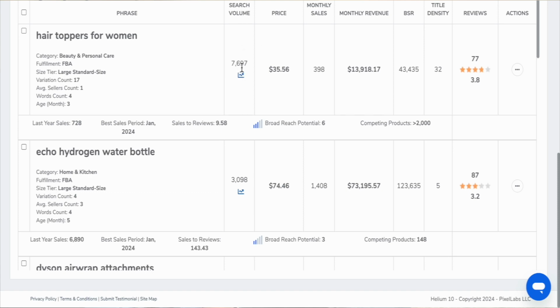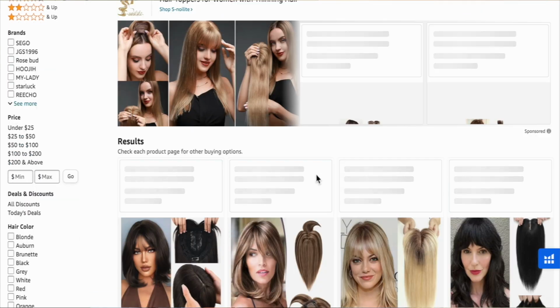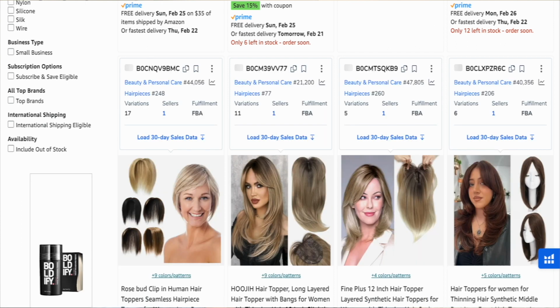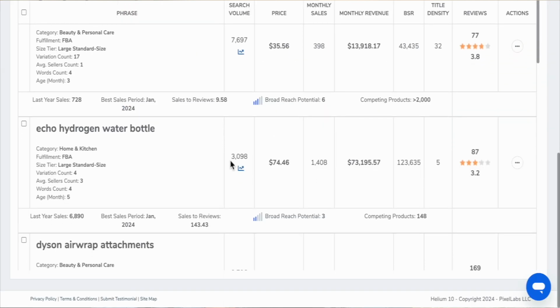So then what I would do, I would just look at all these. So if you look, this is search volume. They're getting a search volume of 7,000. The price point is 35. Their monthly sales, 398. Their monthly revenue, 13,000. The BSR is not bad, and the reviews are less than 4 reviews. So that's good. That's a hair topper, so I'm not sure what that is. So I will go here and open it up in Amazon. This looks like it's a hairpiece. Okay, so we can just leave that, and I will go back to Black Box.